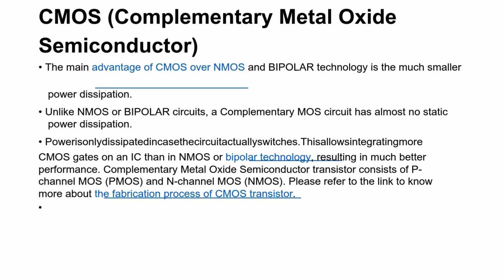Bipolar technology, that is BJT technology, has much smaller power consumption. Unlike NMOS or bipolar circuits, complementary MOS circuits have almost no static power dissipation, and the performance of this CMOS technology is higher than the other technologies. The complementary metal oxide semiconductor transistor consists of both PMOS and NMOS.